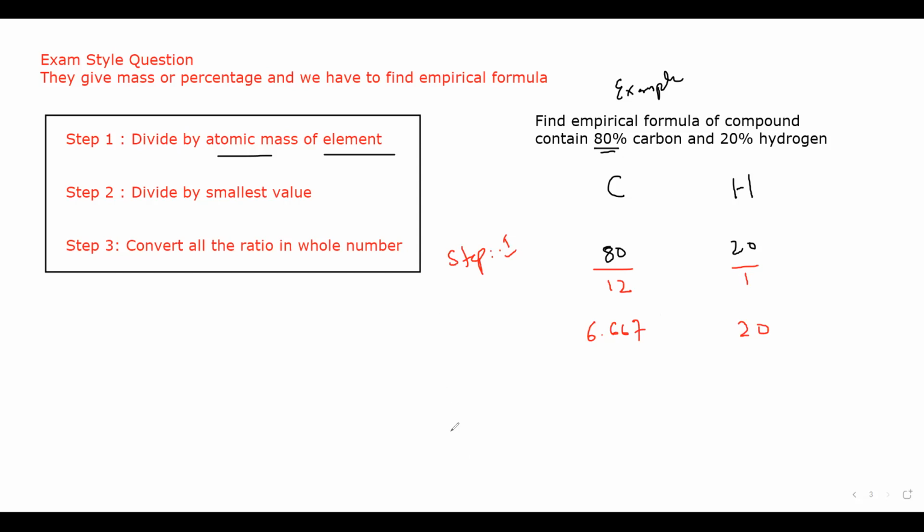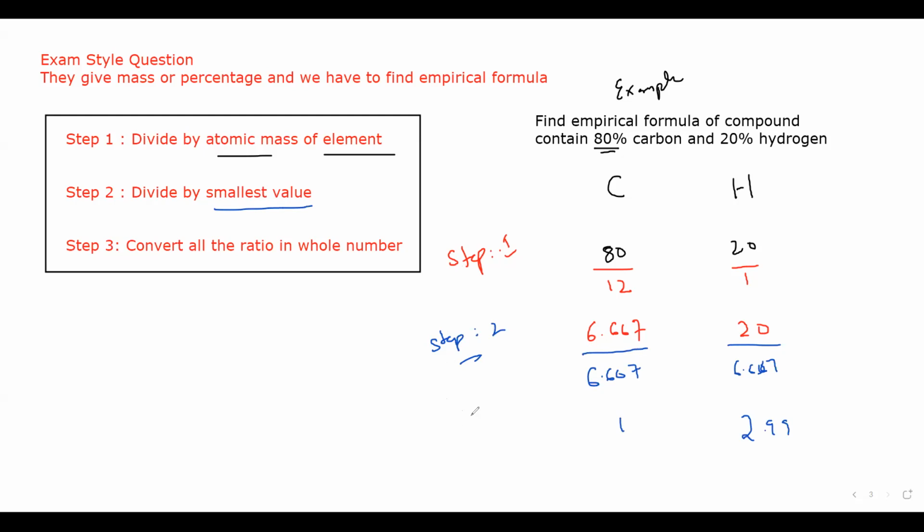Now, step 2. What is step 2? Step 2 is divide by the smallest value. Which value is the smallest? 6.667. So we divide both of them by 6.667. That's the second step. So when we divide, this will be 1, and 20 divided by 6.667, that will be 2.99. So one of the values is 1, another value is 2.99.